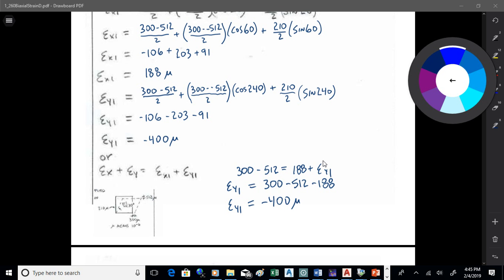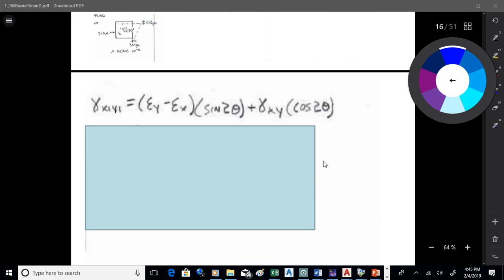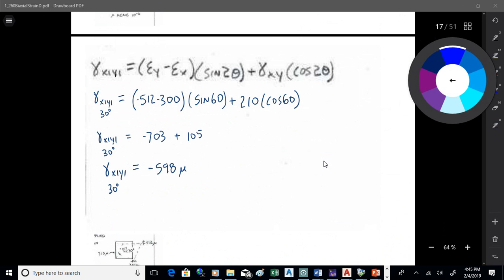We're good with that? Okay, the last little bit is the shear strain. And again, it's just plugging into a formula. That's really all it is. Epsilon y minus epsilon x times sine 2 theta plus gamma xy cosine 2 theta. So that's negative 598 times 10 to the minus 6.